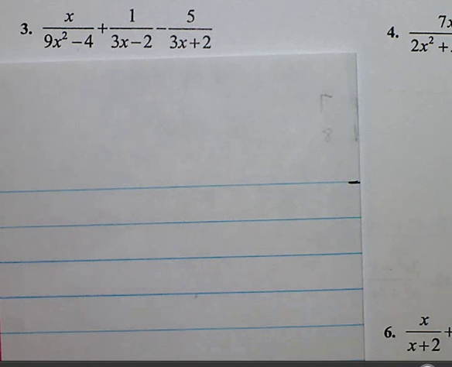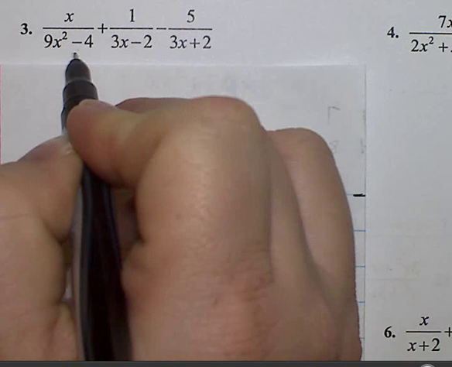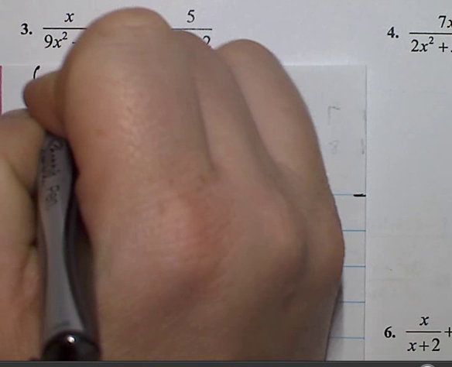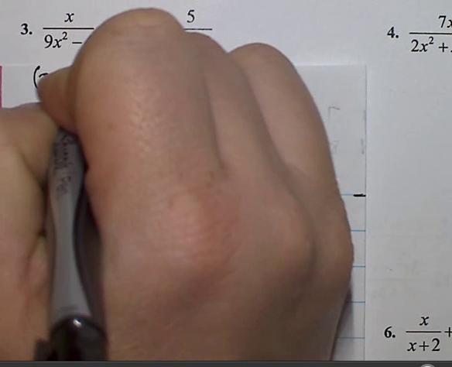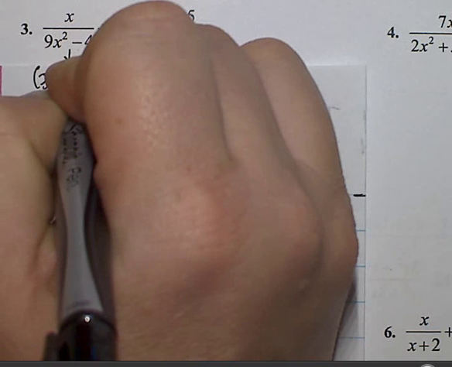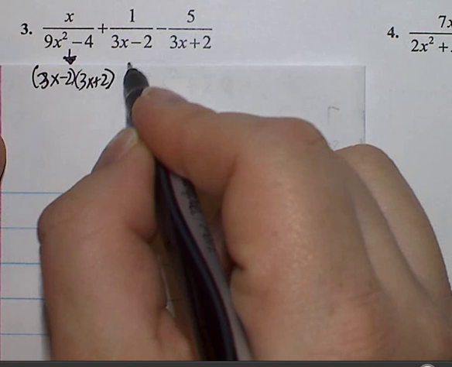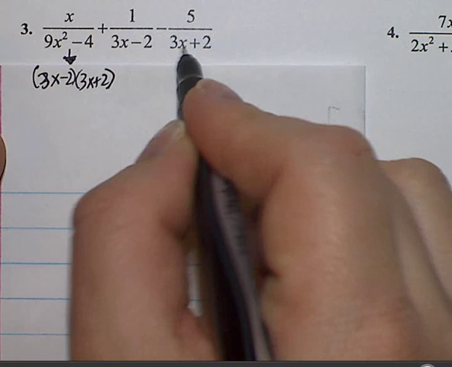All right, simplifying this expression. So 9x squared subtract 4 is going to factor into 3x minus 2 and 3x plus 2. The second part already has a 3x minus 2. The third part already has a 3x plus 2.